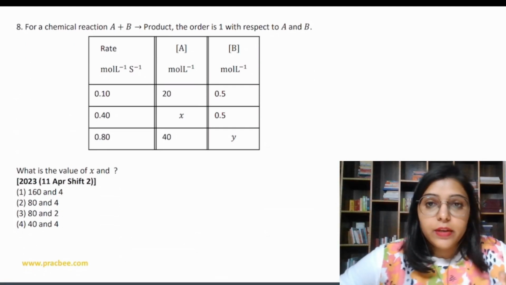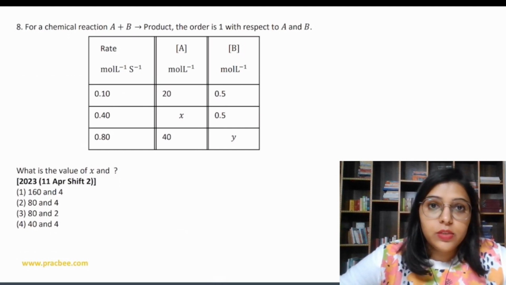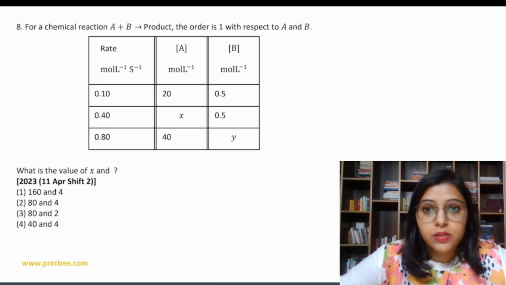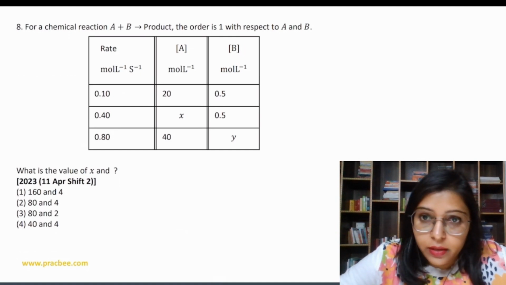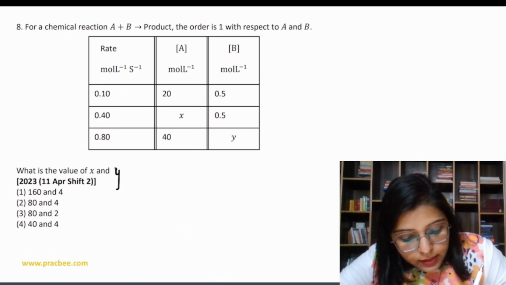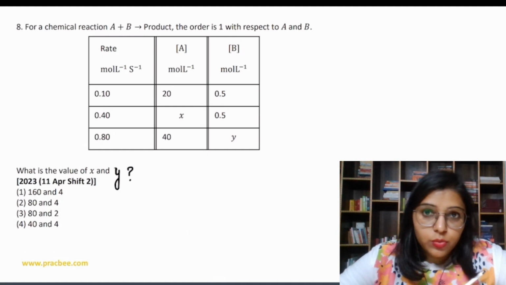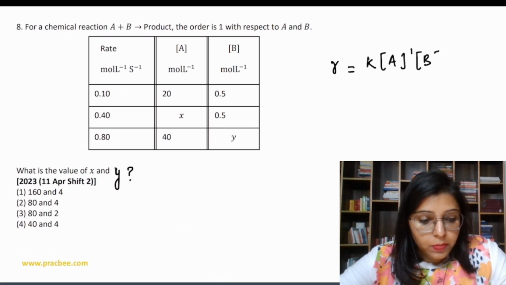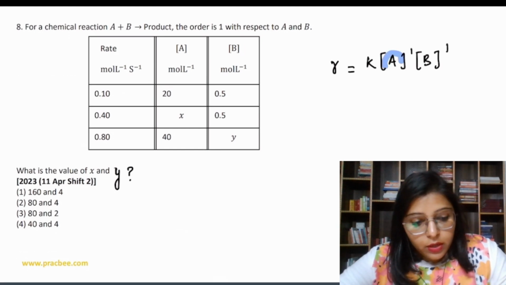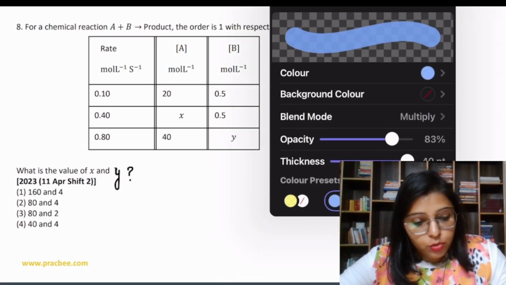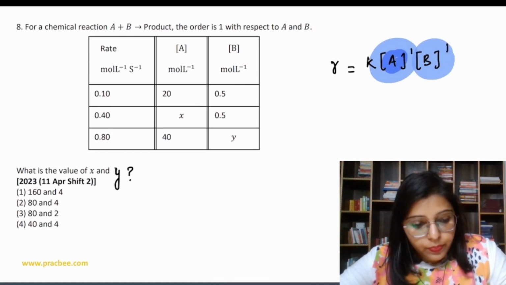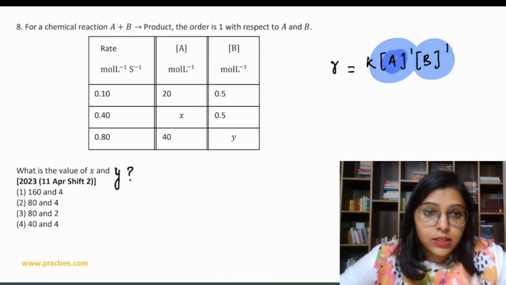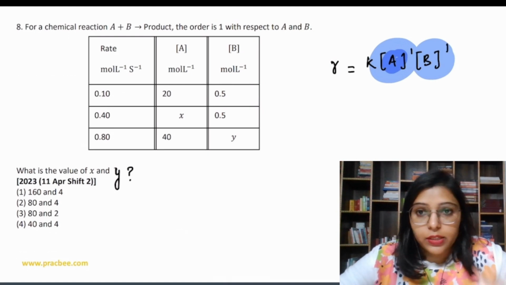For a chemical reaction A plus B gives product, the order is 1 with respect to A and B. So what is the value of x and y? How to solve this question? If I write the rate is k [A]^1 [B]^1, because the order with respect to A is 1 and the order with respect to B is also 1. Okay, that's how we can write down the rate law expression.